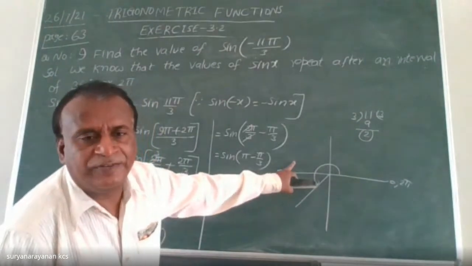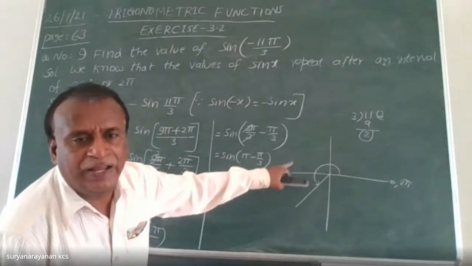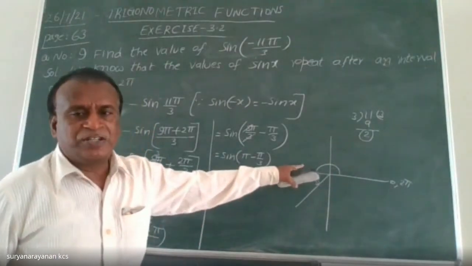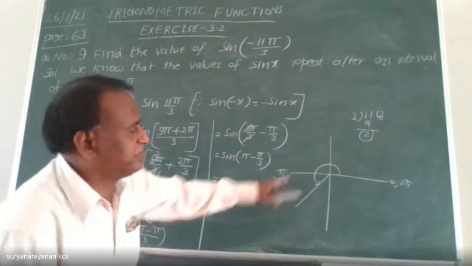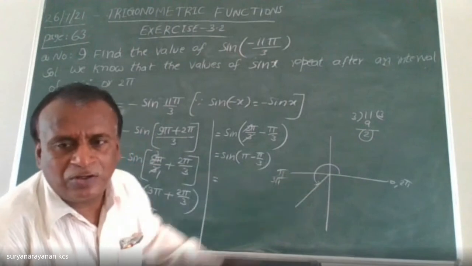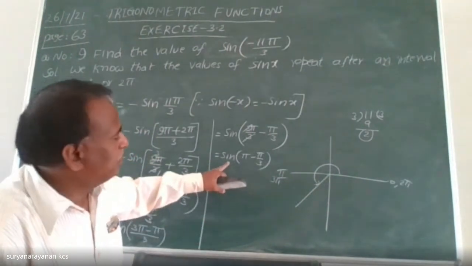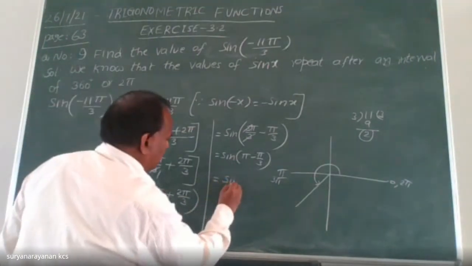Second quadrant. Very good. Pi minus, less than pi, means second quadrant. In the second quadrant, which trigonometric functions are positive? Sine and its reciprocal cosecant. Already given is sine, so it is positive. Sine pi by 3.